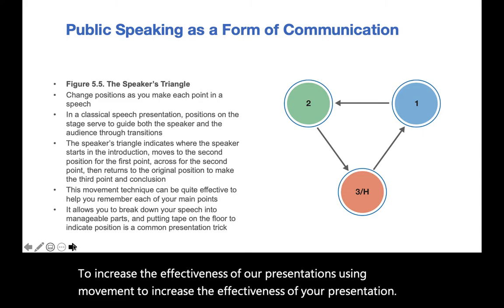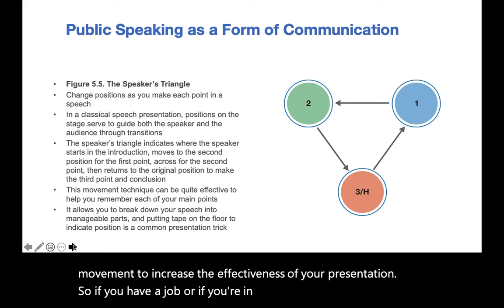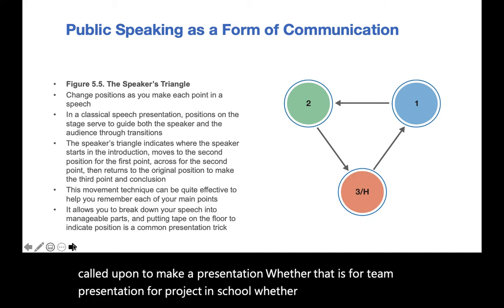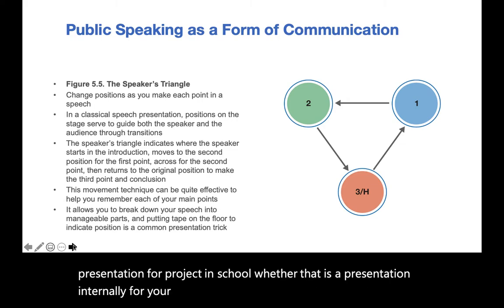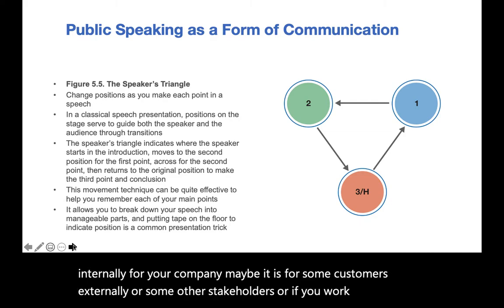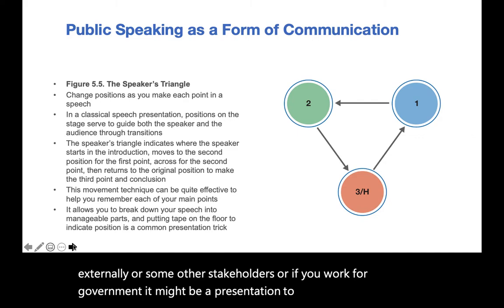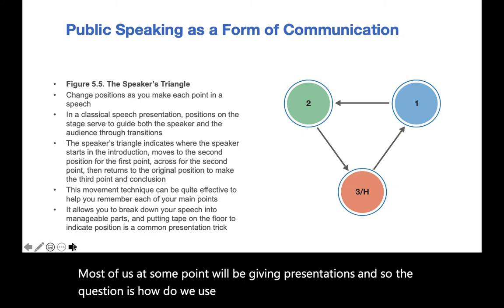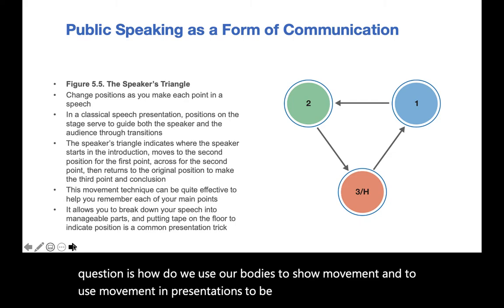So if you have a job, or if you're in school, at some point you will be called upon to make a presentation, whether that is for a team presentation, for a project in school, whether that is a presentation internally for your company, maybe it is for some customers externally or some other stakeholders. Or if you work for government, it might be a presentation to the community about something. Most of us at some point will be giving presentations. And so the question is, how do we use our bodies to show movement and to use movement in these presentations to be more effective?